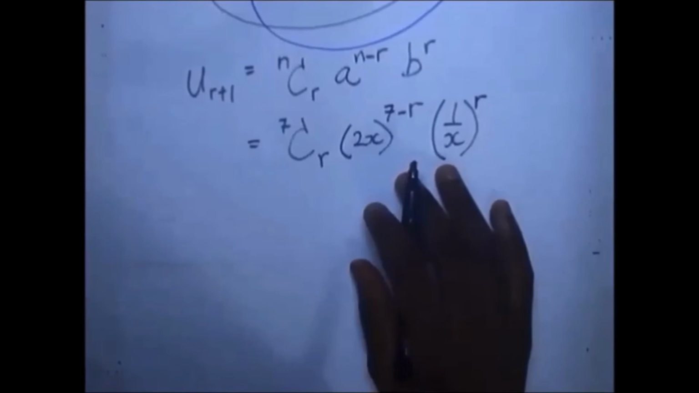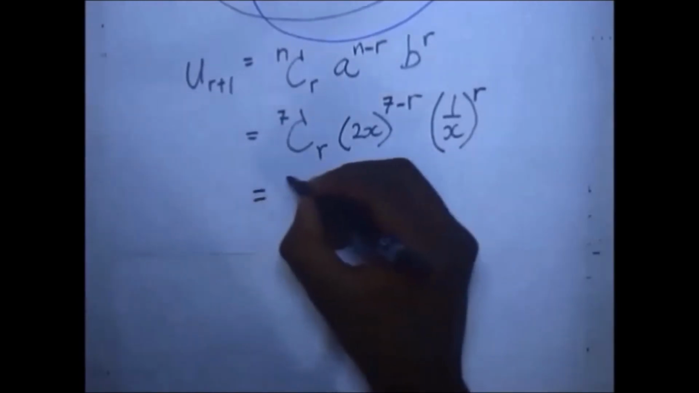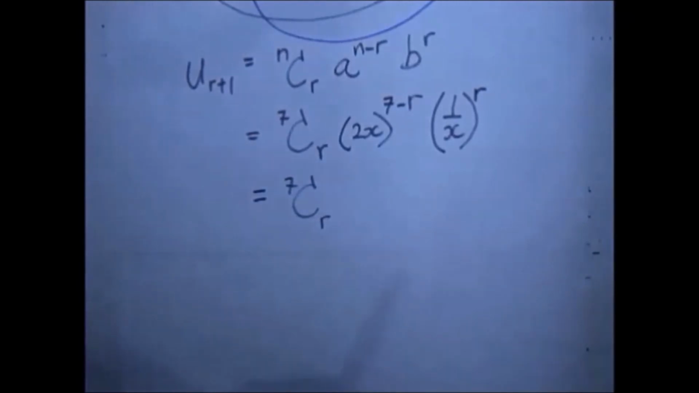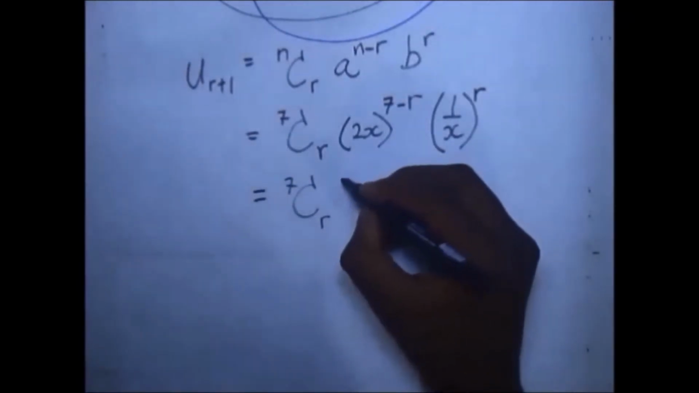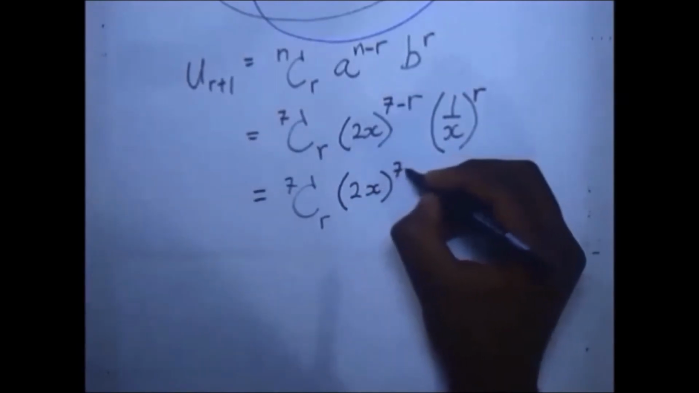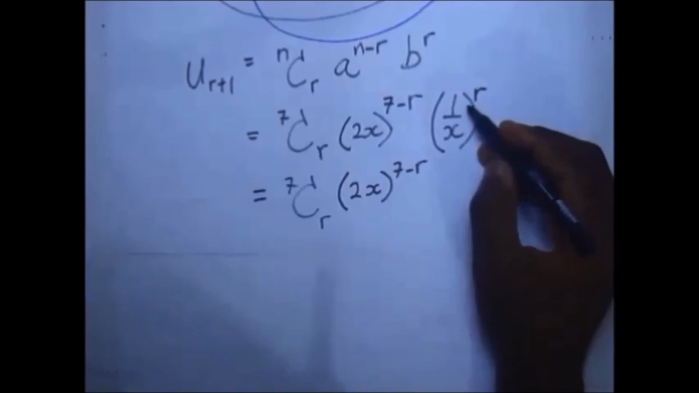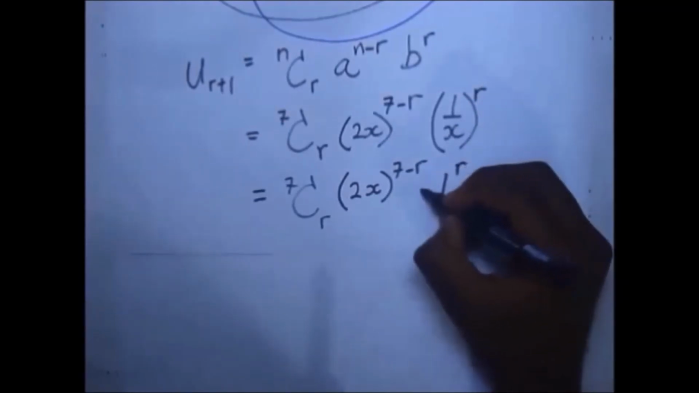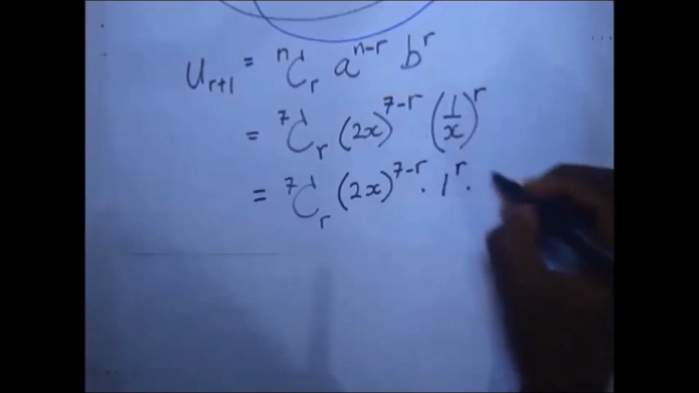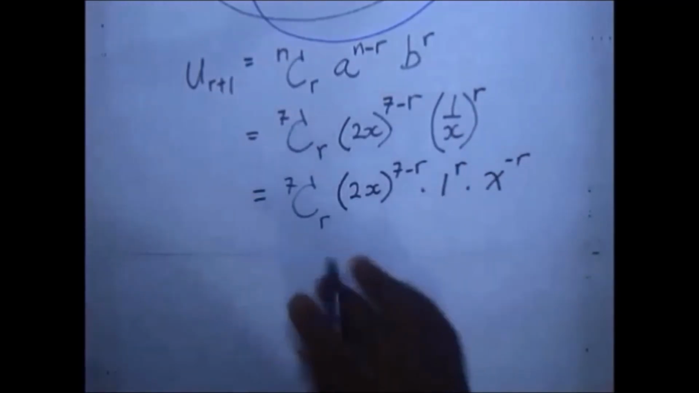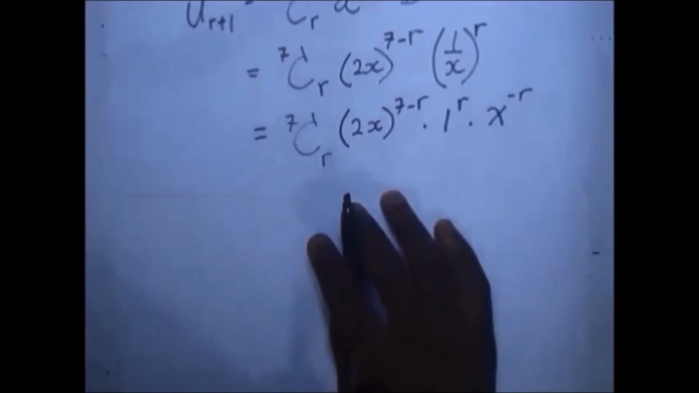So we continue just like we did in the previous question. It's going to become 7 combination r times 2x. What is 2x? It's going to become 2x to the power 7 minus r, times 1 to the power r, times x to the power negative r. So we put the x's together.